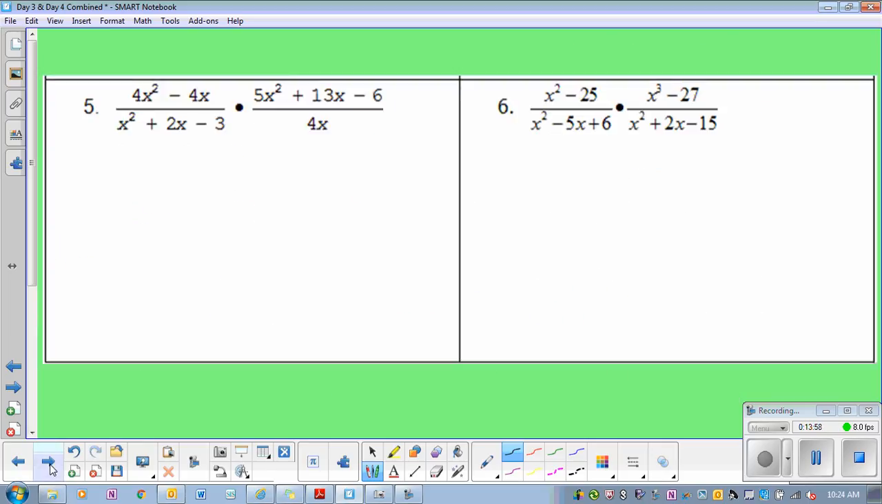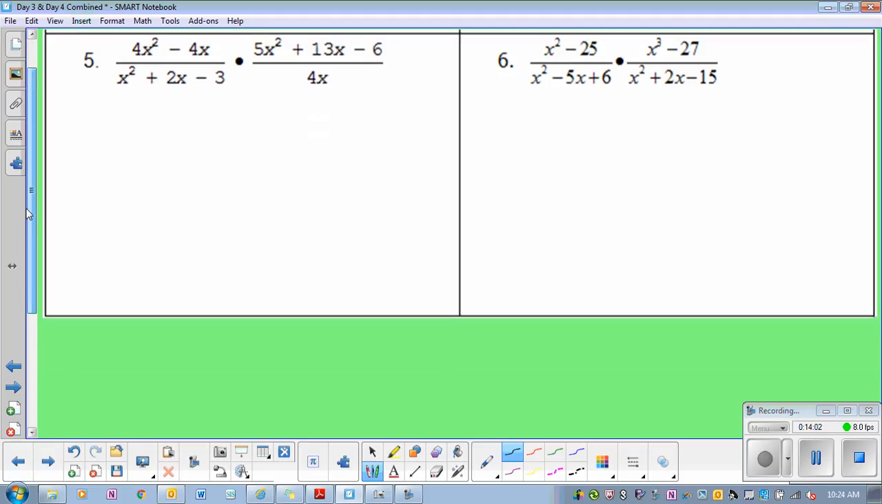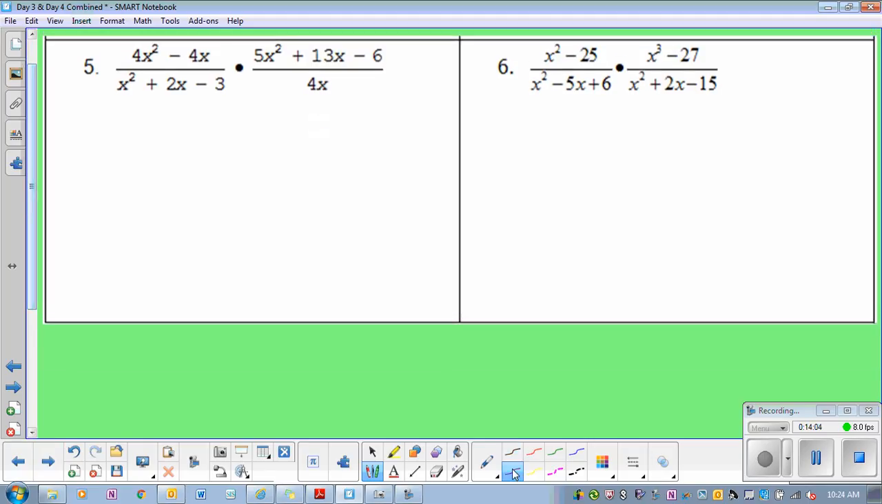Let's go to number 5. More factoring. More multiplying, right? So if I see a fraction times a fraction, I can just draw my line really long. And then we need to factor everything. So I'm going to start with up here. So guys, the 4x squared minus 4x. I can't AM it. I only have 2 terms.